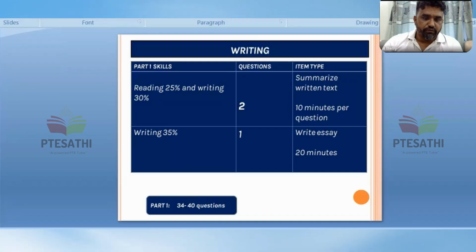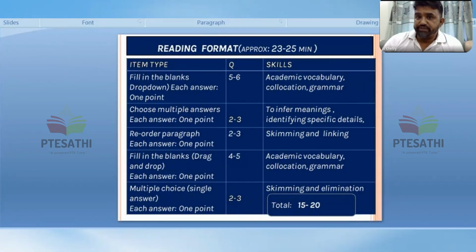Then you move on to the reading section. Again, a challenging part. It's challenging because fill in the blanks, as you can see there, fill in the blanks drop down and fill in the blanks drag and drop, play a vital role in your reading score. So if you're not good at fill in the blanks questions, perhaps you'll be getting fewer points in the reading section. But we have some catch.